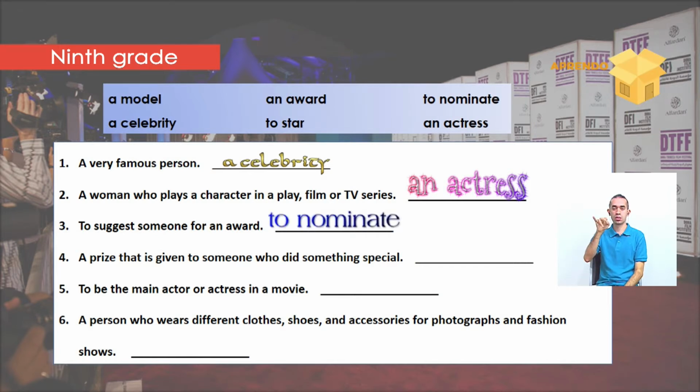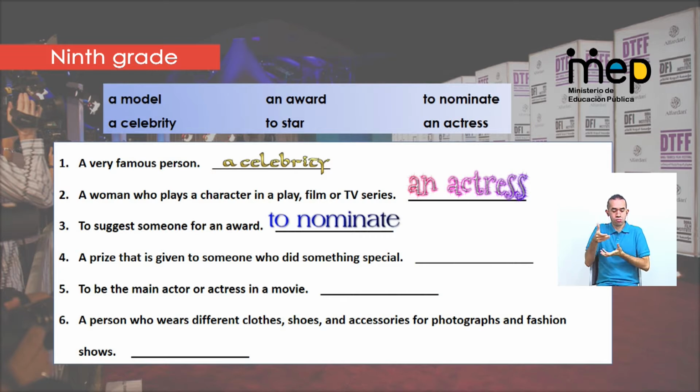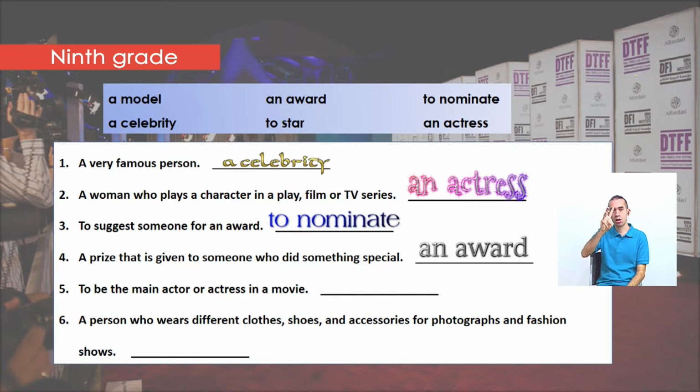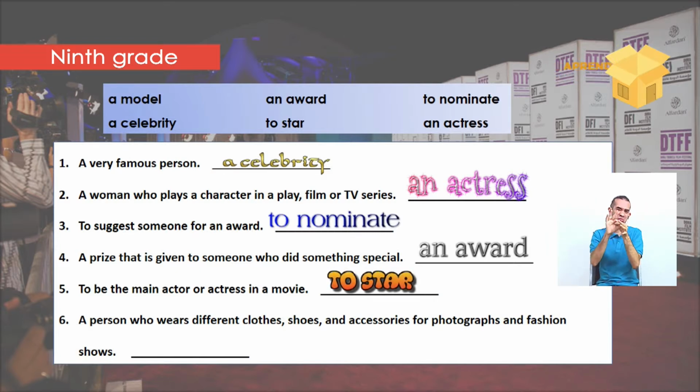Very good. Number 4, a prize that is given to someone who did something special. Think about that. I told you about Jennifer Lawrence. She won an Oscar. How do you call that Oscar? Let's see the answer. That is an award. And to be the main actor or actress in a movie. That is very important because we call them movie stars. So what do you think that is? The answer is to star.